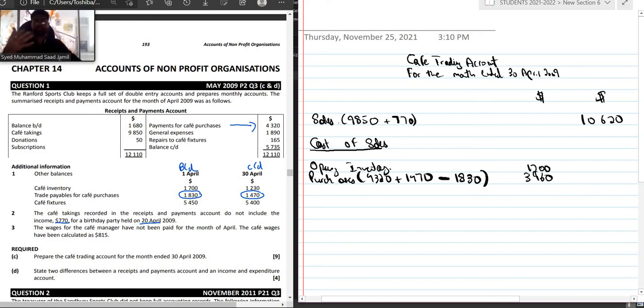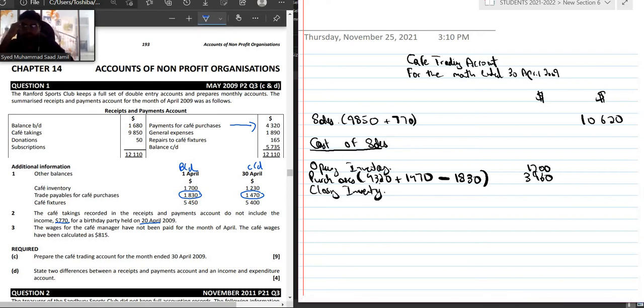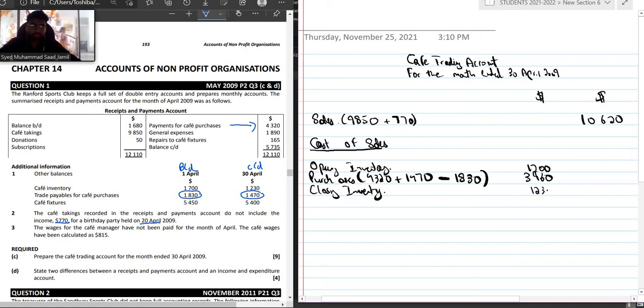If you didn't understand it, we are going to do a separate video in which we will make a T account, income T account, and expense T account. Now you have your closing inventory, which is your cafe inventory 30th April 1230, which you're going to subtract. And now you get your cost of sales as 4430. Subtract it, and you are going to get your gross profit as 6190.